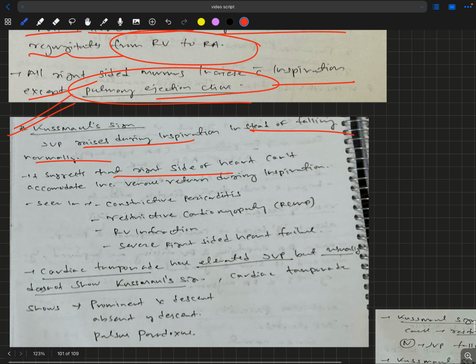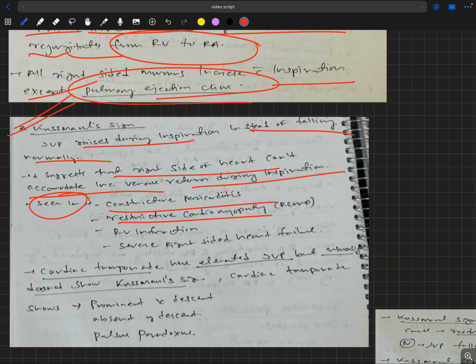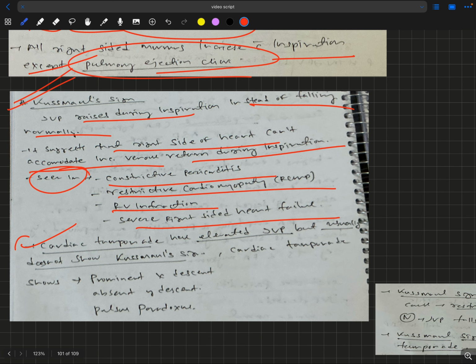So it suggests the right side of the heart cannot accommodate the increased venous return during inspiration. It is seen in constrictive pericarditis, restrictive cardiomyopathy, right ventricular infarction, and severe right-sided heart failure. Cardiac tamponade has an elevated JVP but usually doesn't show Kussmaul sign. Kussmaul sign is seen in constrictive pericarditis, restrictive cardiomyopathy, RV infarct, and severe right-sided failure.